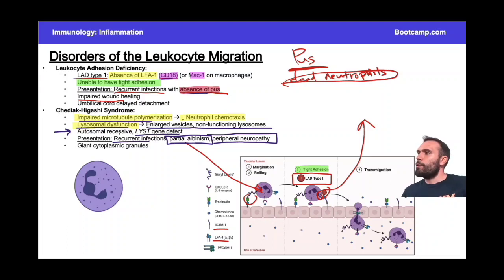The last thing they'll sometimes show you are these giant cytoplasmic granules. You might be saying, well, what do those have to do with it? Well, we already said you have these large vesicles, non-functioning lysosomes, and so you get these massive granules in here that are basically representative of that.